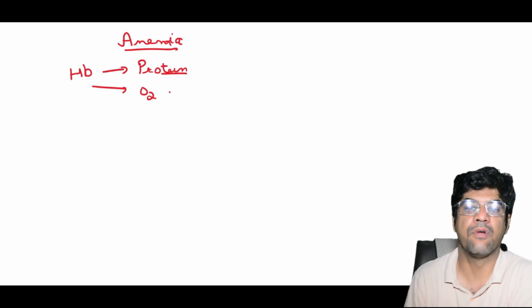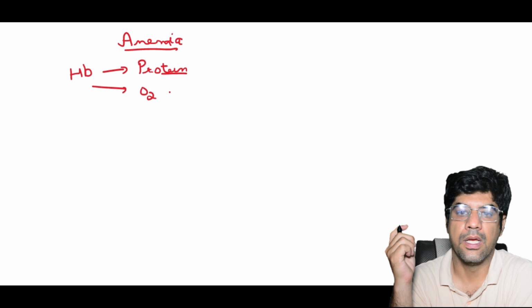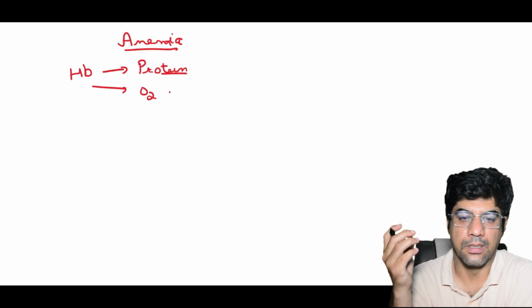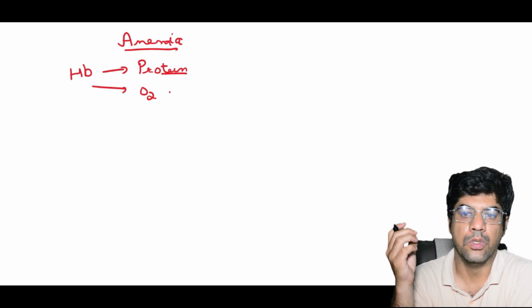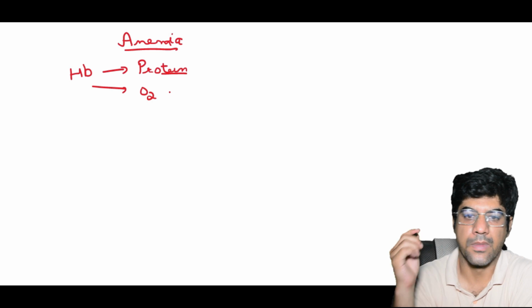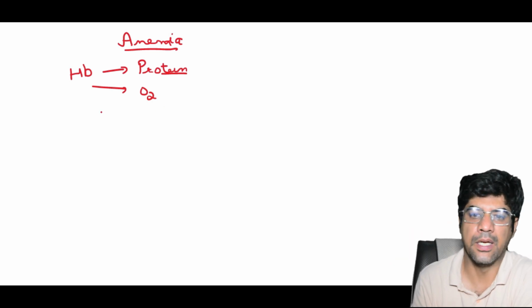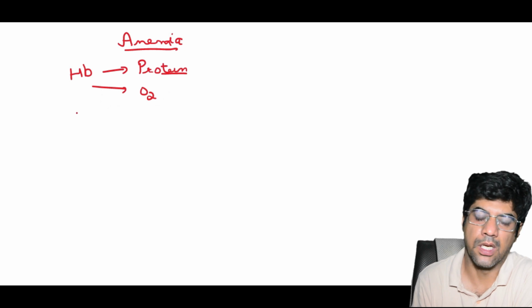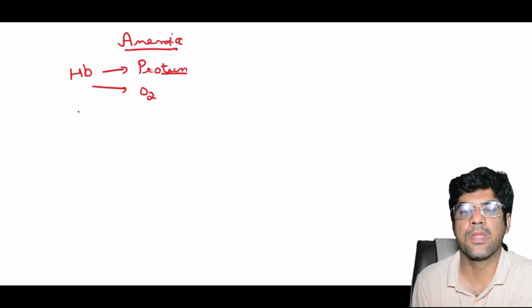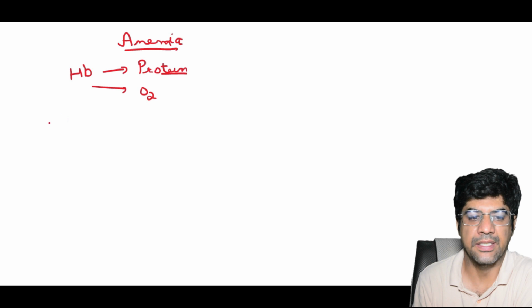Now anemia can result from various underlying causes, and it reduces the ability of blood to carry oxygen to tissues throughout the body. We can classify anemia by pathophysiological mechanism or morphological characters. The first is the pathophysiological classification of anemia. So the first is anemia due to blood loss.